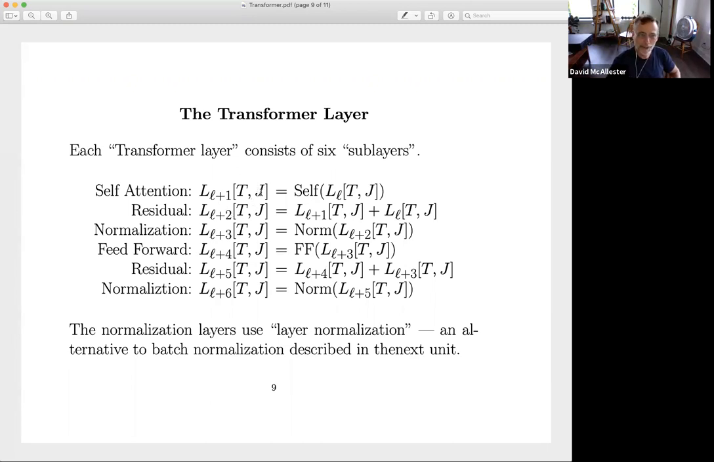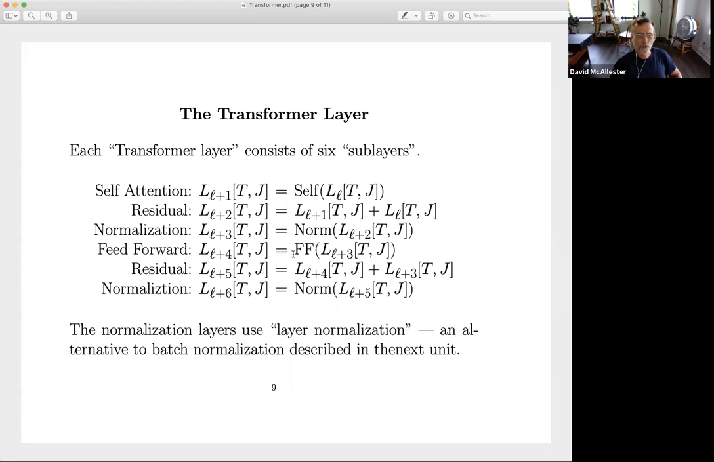Then you take the result of the self-attention and you make it part of a residual connection, right? You take the input layer and the thing that comes out of the self-attention and you add them together. And as I said in an earlier unit, residual connections are everywhere now. Again, residual connections are a fairly recent thing, and they're everywhere. Then there's a normalization layer. This is analogous to batch normalization, but it's not batch normalization. It's something called layer normalization. And in the second unit on the transformer, I'm going to go through that one.